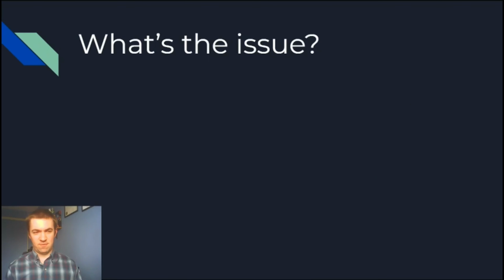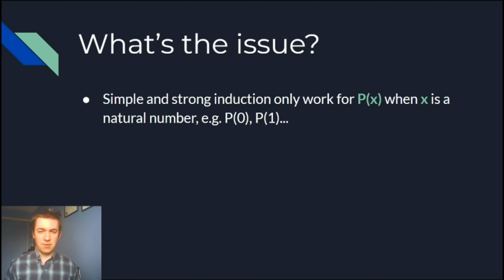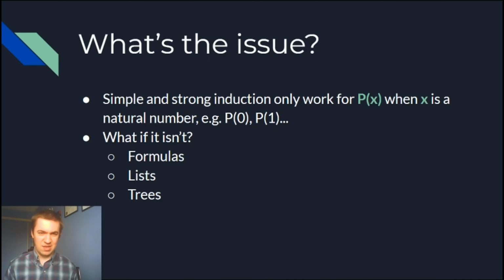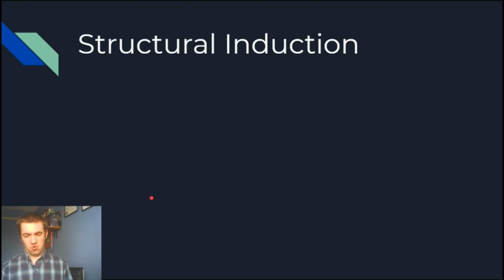Now, if we want to solve this problem with induction of finding out the number of nodes with respect to the height, we have a bit of a problem if we're just going to use simple or strong induction. Namely, simple and strong induction only really work for predicates when x, the thing that we're putting in the predicate, is a natural number. So if we're looking at the predicate of 0, predicate of 1, and so on and so forth. But what happens if it's not? What happens if we have a formula, or we have a list, or in this case, we have a tree? These induction techniques just aren't going to do what we need them to do. So this is where we use structural induction.